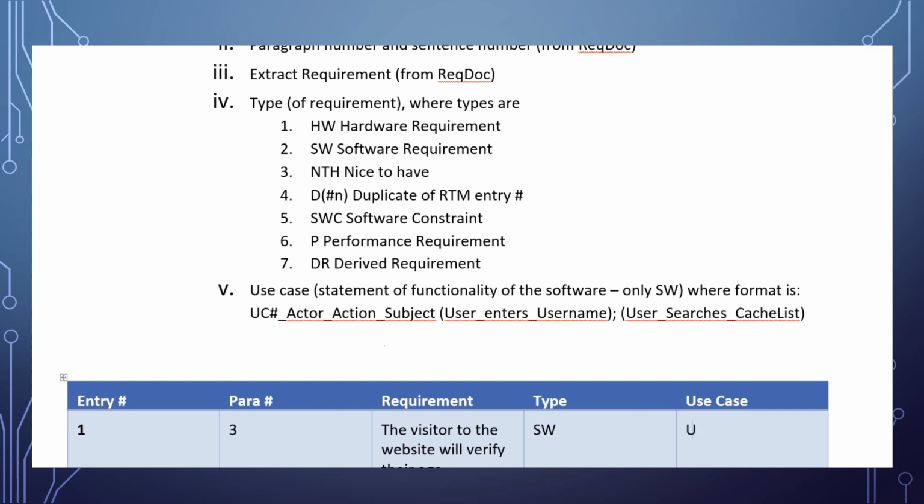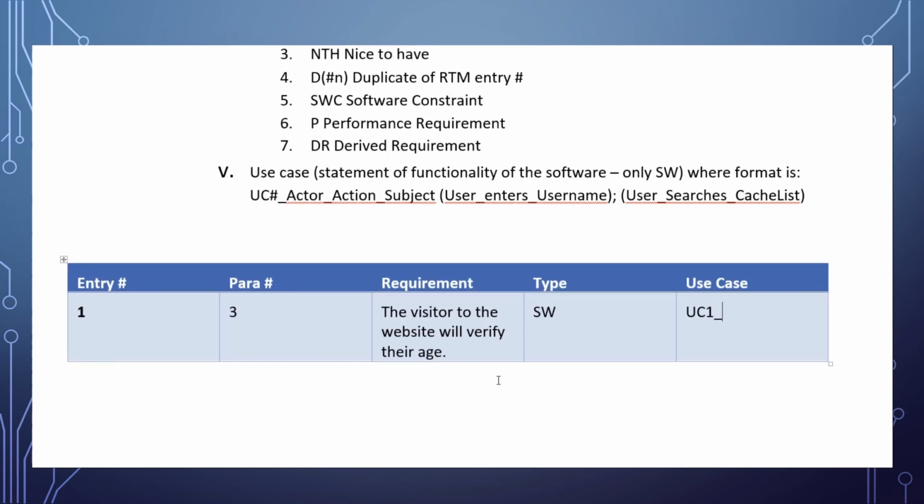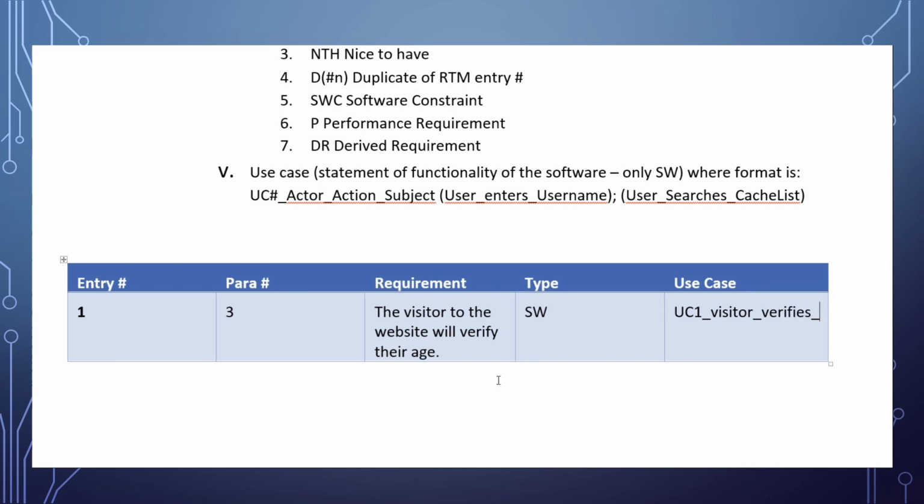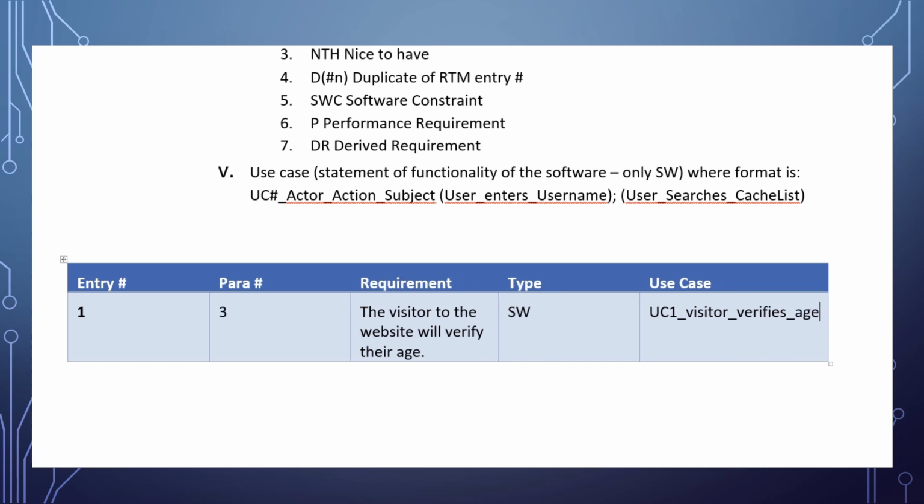So UC, this is number 1, okay, underscore. Who is the actor in this situation? Well, the actor will be the visitor. And the action is verifies, and the subject is their age. Okay, so there we have a use case.